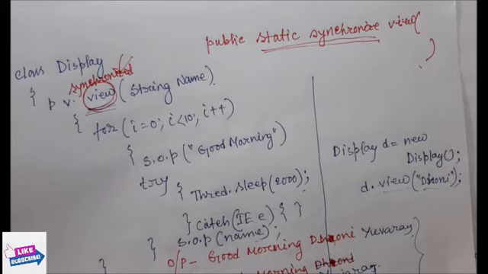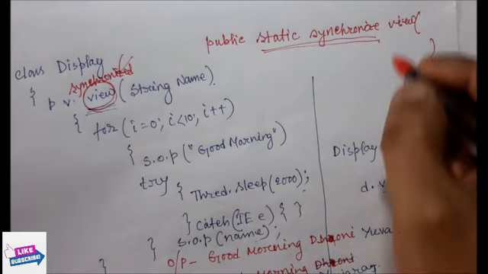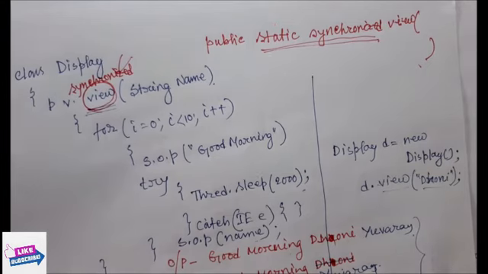So if more than two objects are going to access a particular static synchronized method, only one lock will be acquired by one thread. No other object or thread can access this synchronized method. So that is the difference between the static synchronized method and the non-static synchronized method. When we talk about the static synchronized method, we are basically considering the class level lock.